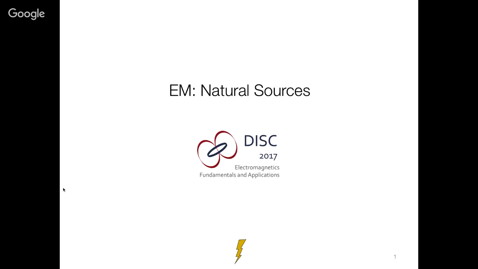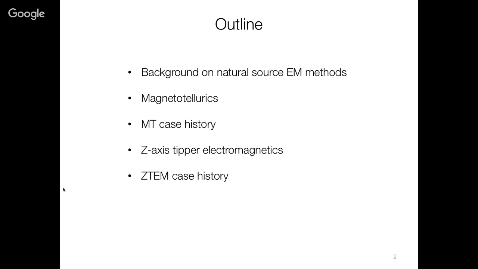So what I want to talk about now is natural source EM methods, in particular magnetotellurics, and do an MT case history. That's actually going to be on geothermal energy. And as we've traveled around the world, that has been something that really resonated with a lot of different countries. There's also something called Z-axis tipper, or ZTEM. I think it's not so important here in Australia because of your massive cover, but in lots of places it is. I probably won't talk about that. We could talk about it tomorrow if people are interested. So what's our motivation?